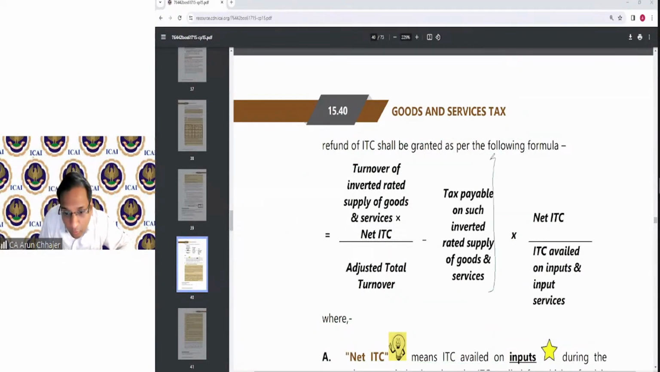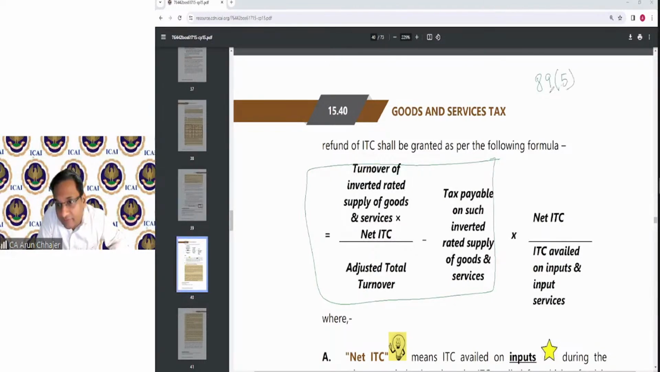See, when the formula was this one, then the problem which has been noticed by the Supreme Court, they are saying there is some anomaly in the formula. Kindly rectify the formula of inverted duty. What was the anomaly? Try to understand. By Rule 89 sub-rule 5, they are saying that refund would be admissible only for input component. No problem. Refund of input service will not be given, refund of capital goods will not be given, no issue, no problem.